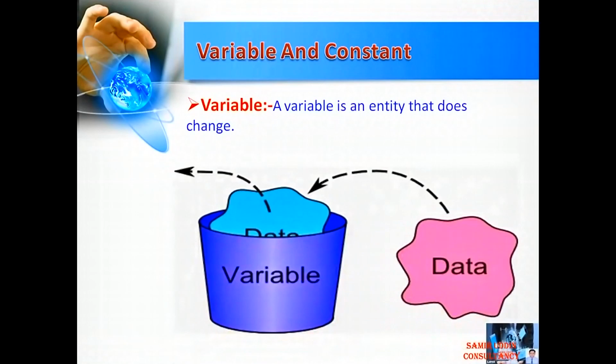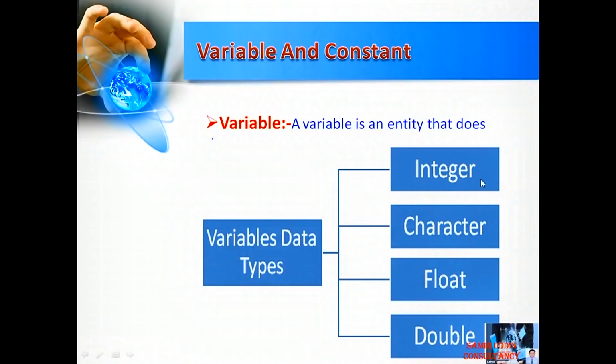Next is variable. A variable is nothing but a name given to a storage area that our code or programs can manipulate. Each variable in C has a specific data type by which we can determine the size of a variable in memory. There are different types of variables like integer variable, which holds integer type data, character variable, which holds character type data, float variable and double variable.